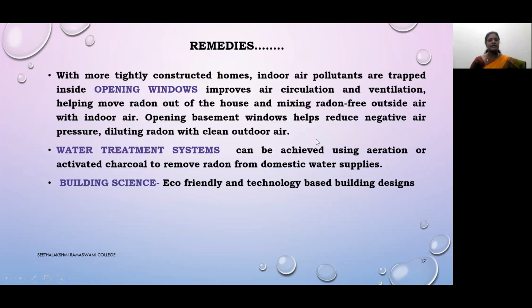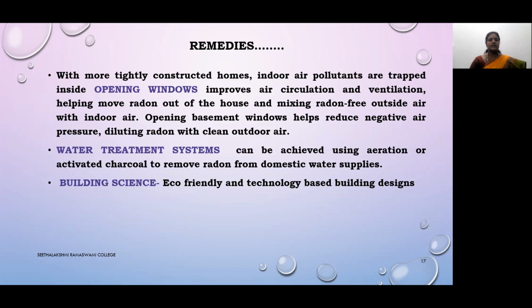Remedies. The next mitigation is opening windows, which improves air circulation and ventilation, helping move radon out of the house and mixing radon-free outside air with indoor air. Opening basement windows helps reduce negative air pressure, diluting radon with clean outdoor air. Water treatment systems can be achieved using aeration or activated charcoal to remove radon from domestic water supplies.